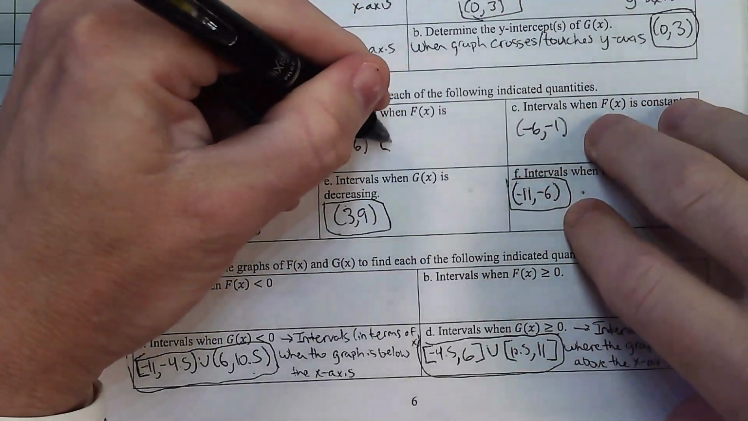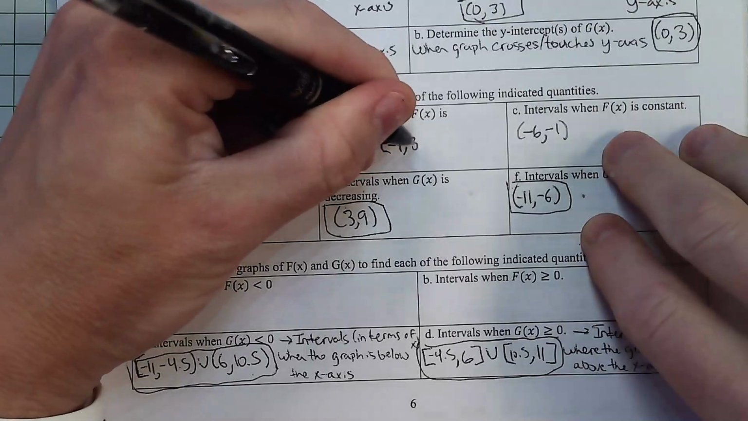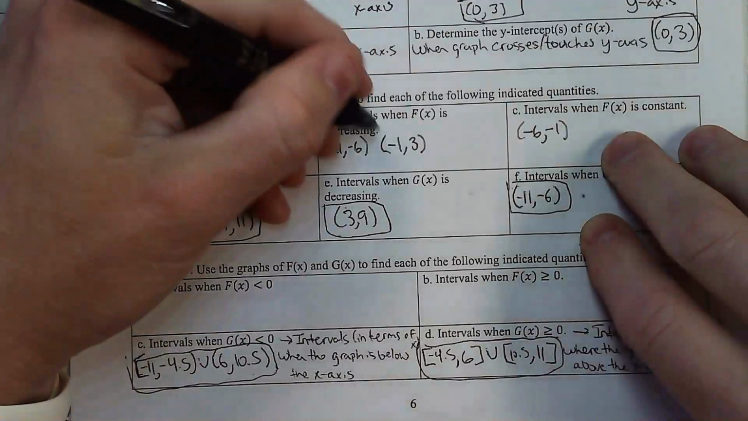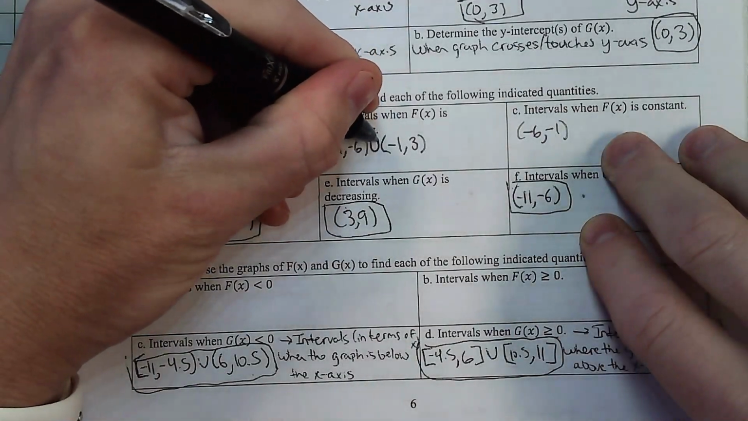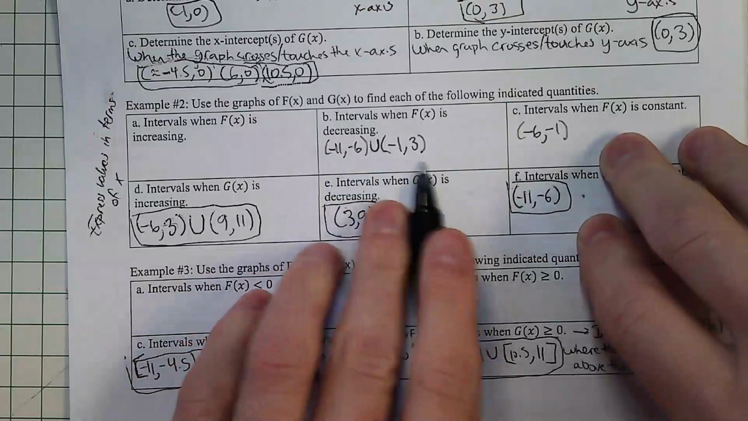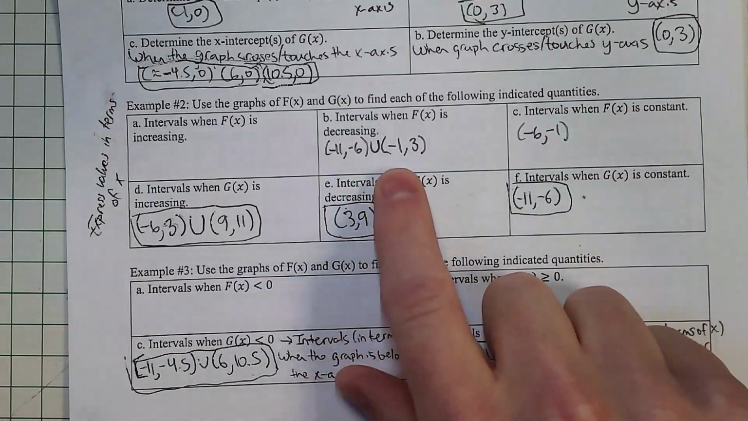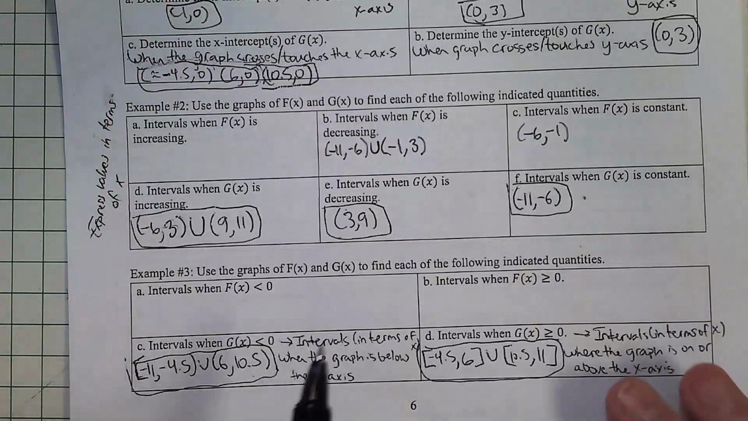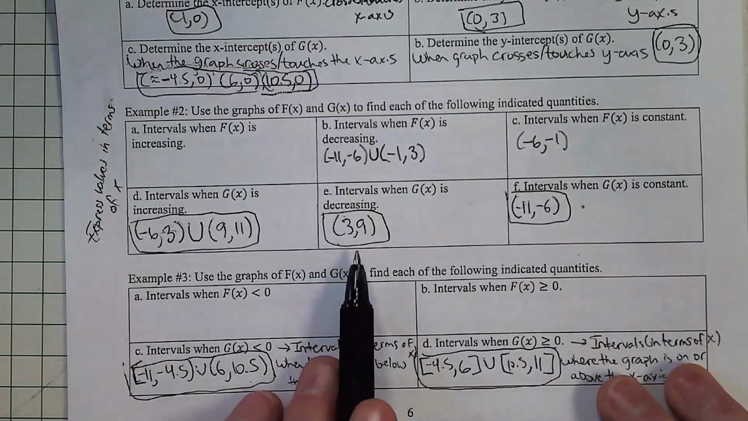Good. So now, here's the thing. You've got a second interval where it's decreasing. So what you do is you put a second interval, leave some space in between. We're going to do something called a union. It's a U without a stem. If you have multiple intervals where it's doing that characteristic, you put the U without a stem. It's called a union. So from -1 to 3, it's decreasing.